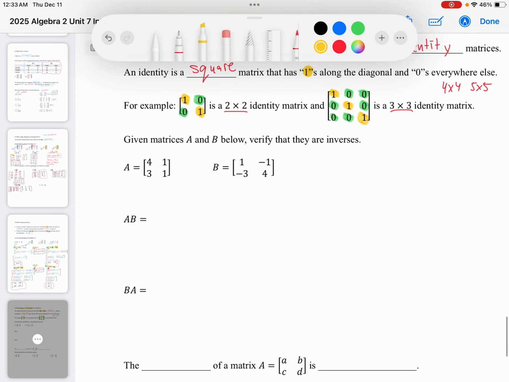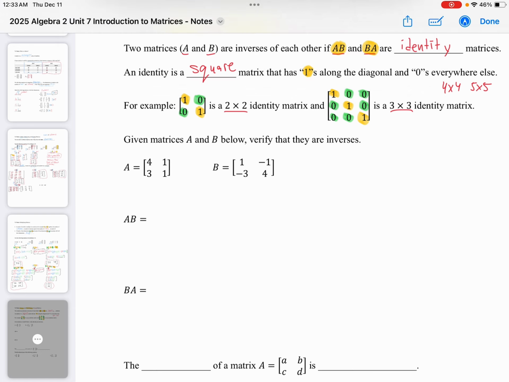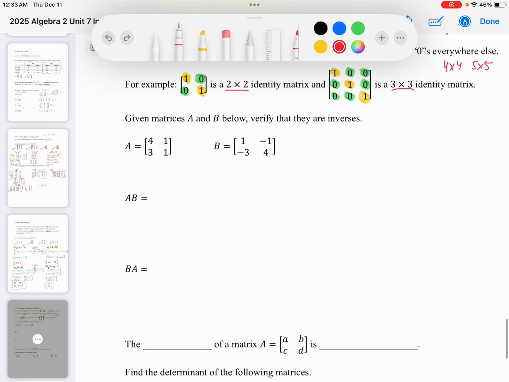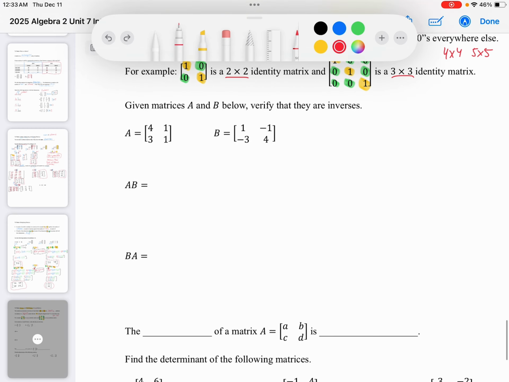So we are going to be looking at these two matrices, matrix A and matrix B, and we are going to be verifying that they are inverses. On your practice, you're going to need to discover whether two matrices are inverses or not. This is how you can find out if they are or are not.